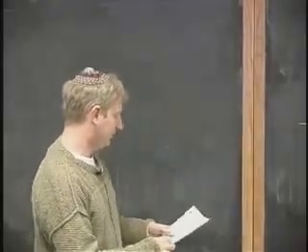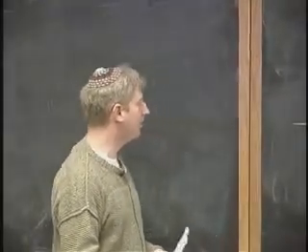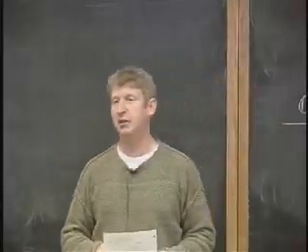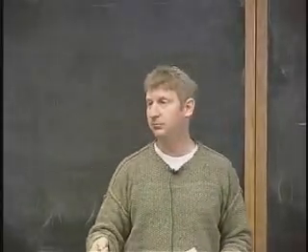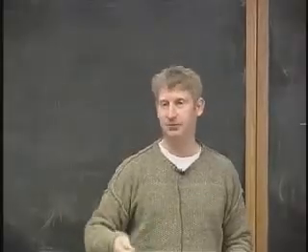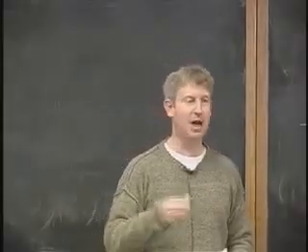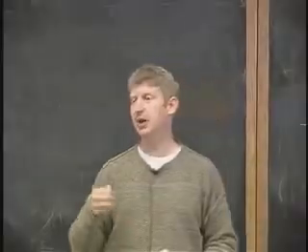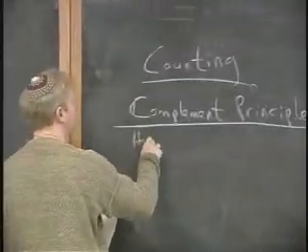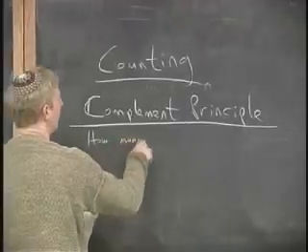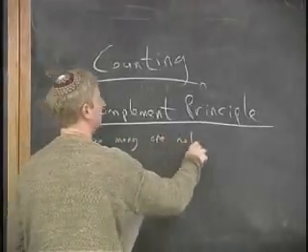All right, the complement principle. The complement principle is one of the key things in counting. It basically says, look, if you can't count what you're trying to count, count the opposite. Because sometimes counting the opposite is easy. Well, what does that mean? Here's a simple example. How many of the dice that we just spun, how many are not doubles?